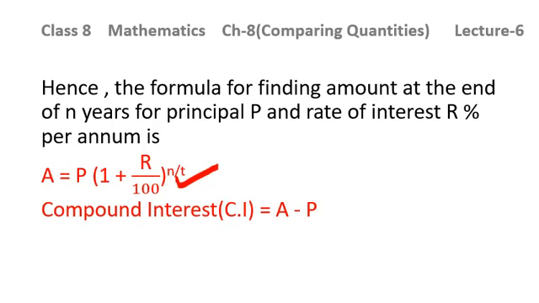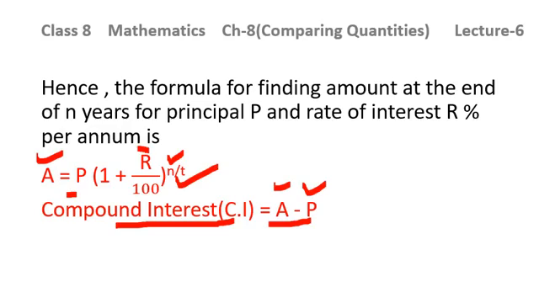Otherwise, while solving the questions, you are supposed to directly put the values of p, r and n simply to get the amount. And then to find the compound interest, simply subtract principal from the amount. Take the difference of these two, then you will be getting compound interest. So no need to use the derivation in the questions.